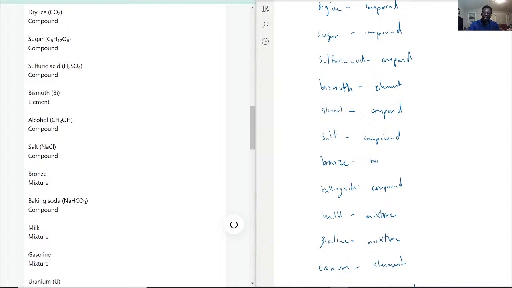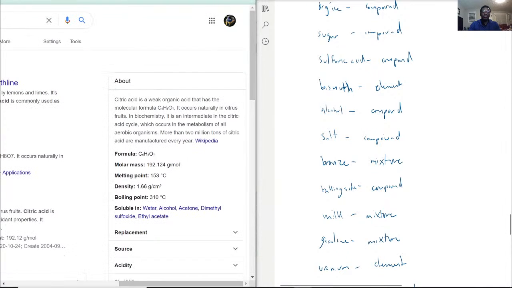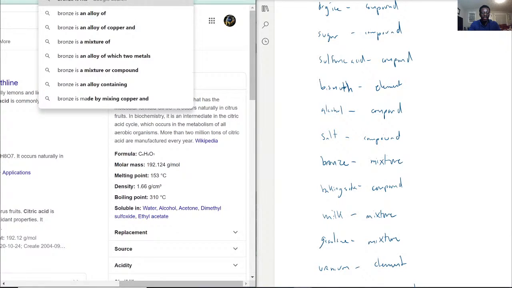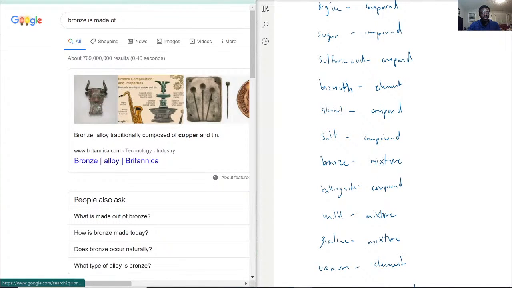But I guess that makes sense because, well, what is bronze a mix of? Let's actually find out. Bronze is made of copper and tin. It's an alloy.